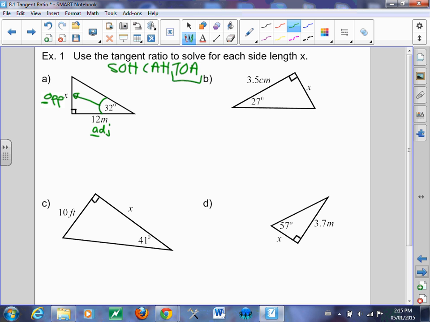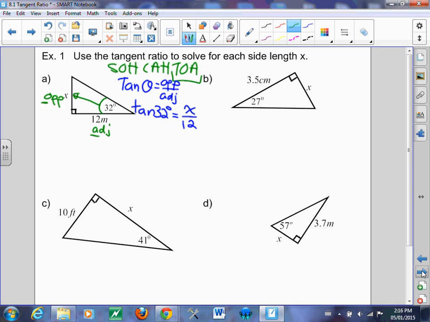So that's how you're going to be able to tell which ratio to use, even though I told you we're just using the tangent ratio today. Okay? So what does that tell us to do? So that means that tan theta equals the opposite side over the adjacent side. So let's fill in what we know. We know tan of what angle? 32 degrees equals the opposite side, which is x, divided by the adjacent side, which is 12.